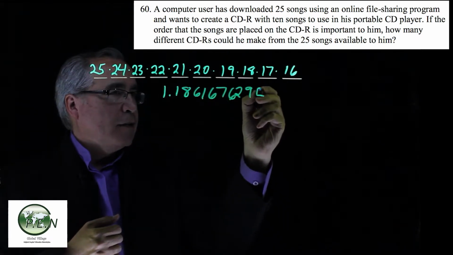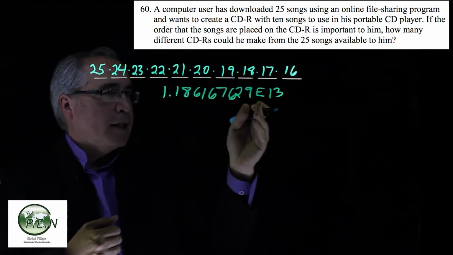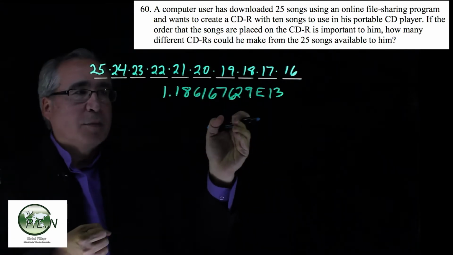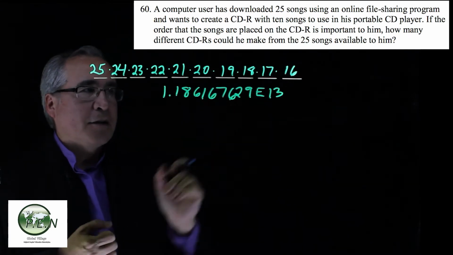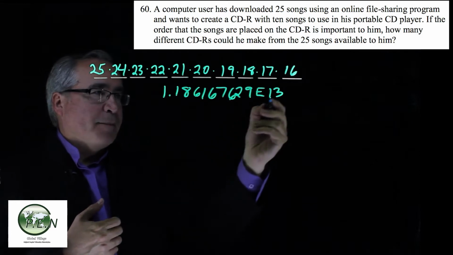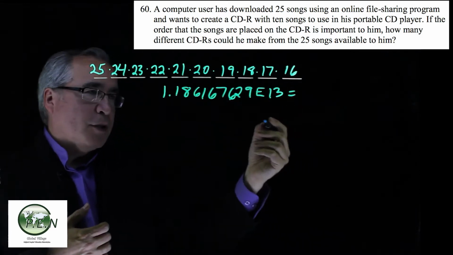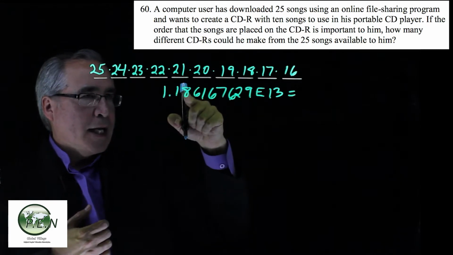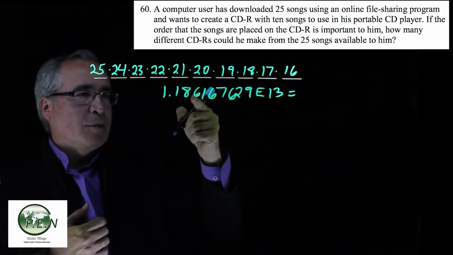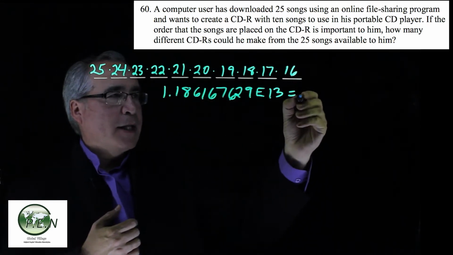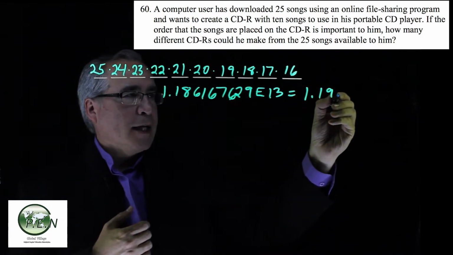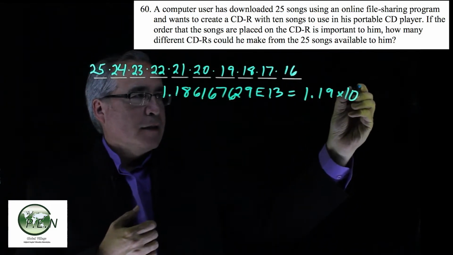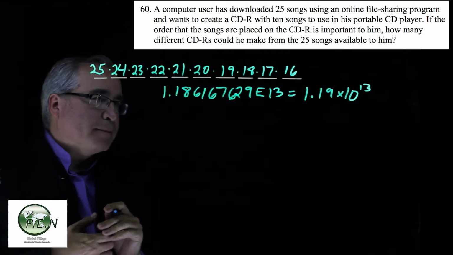1.186167629, and then you see an E and you see a 13. That E stands for exponent, 10 to the 13th power. So in the book, you'll see this as its answer. It rounds it to 1.19 because a 6 is next to it, so that's more than half. So we round the 8 up to a 9. 1.19 times 10 to the 13 is how they have the answer written.